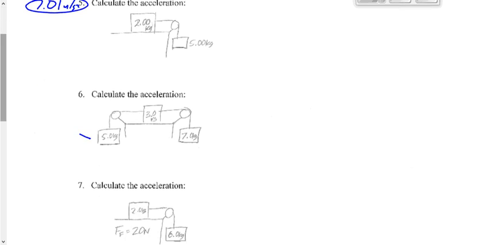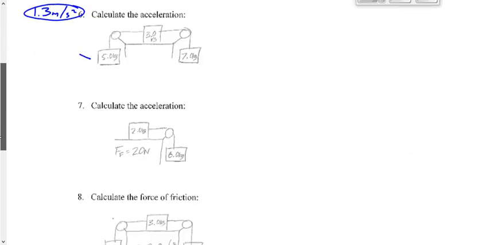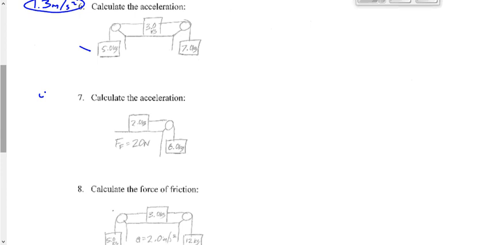Some answers to worksheet number 12, questions 5 to 9, which was your homework last night. For question number 5, we get 7.01 meters per second squared. The acceleration, 3 significant digits there. For number 6, we got 1.3 meters per second squared. Again, 2 significant figures this time. 7, we got 4.9 meters per second squared, 2 significant figures again.